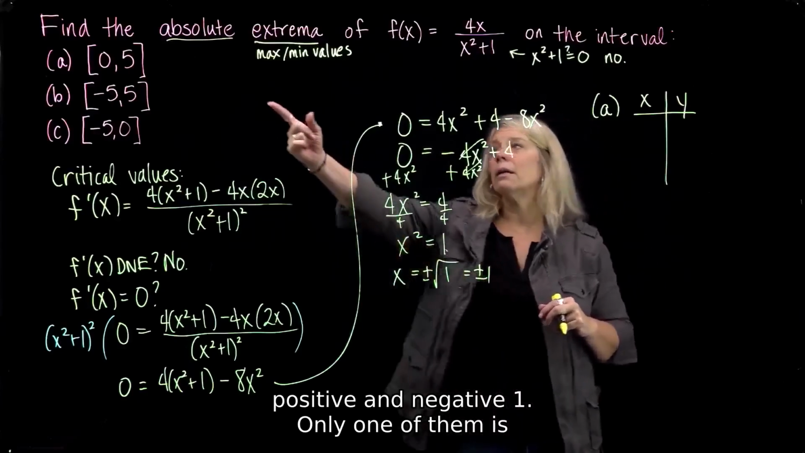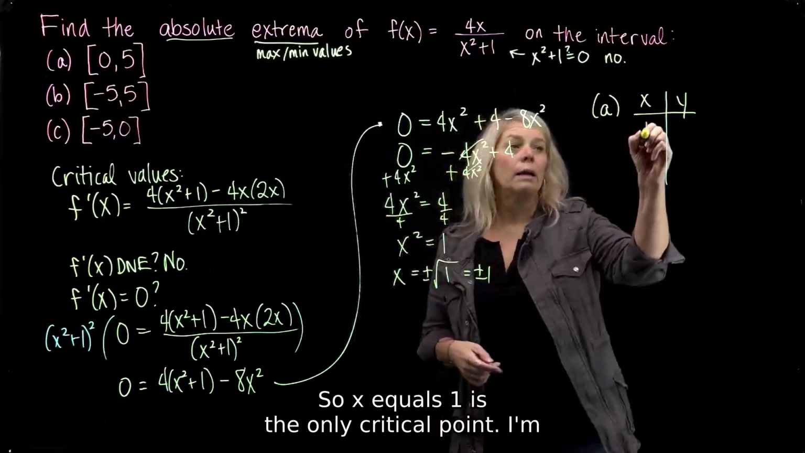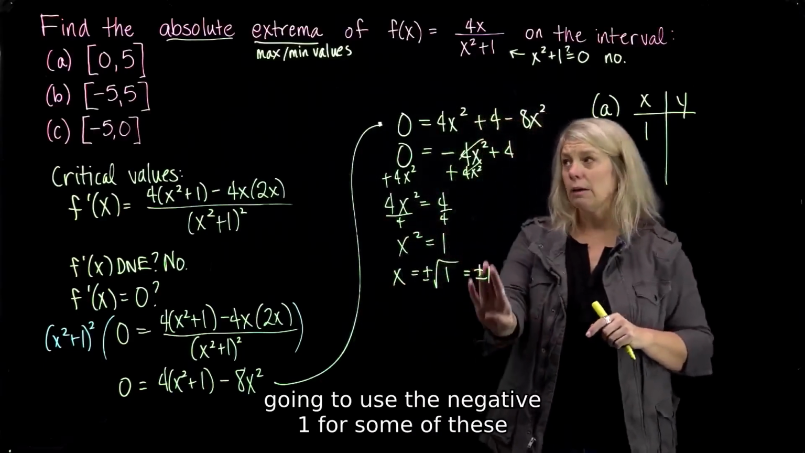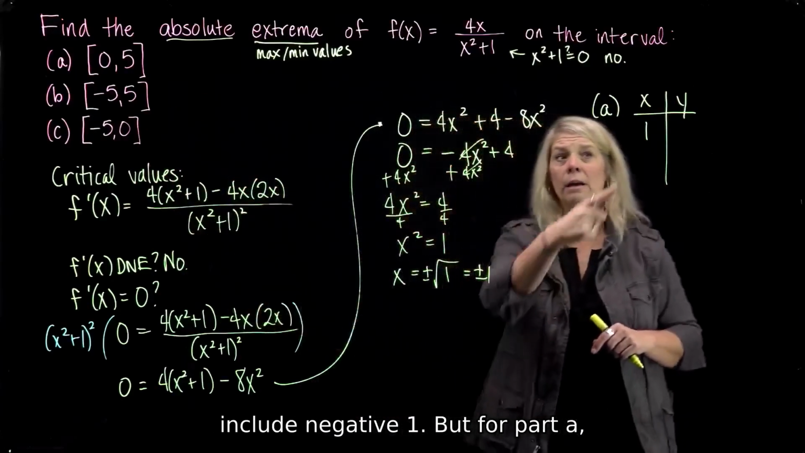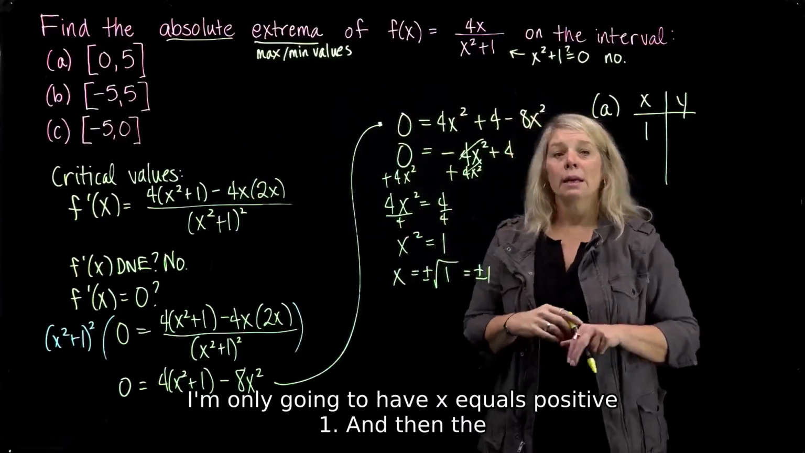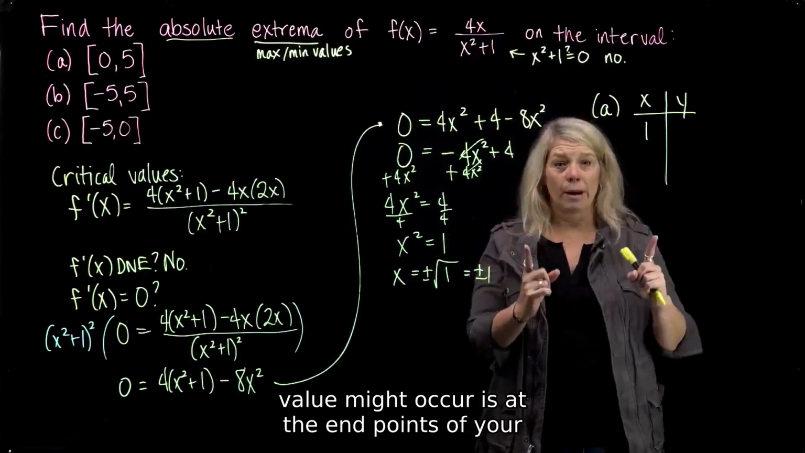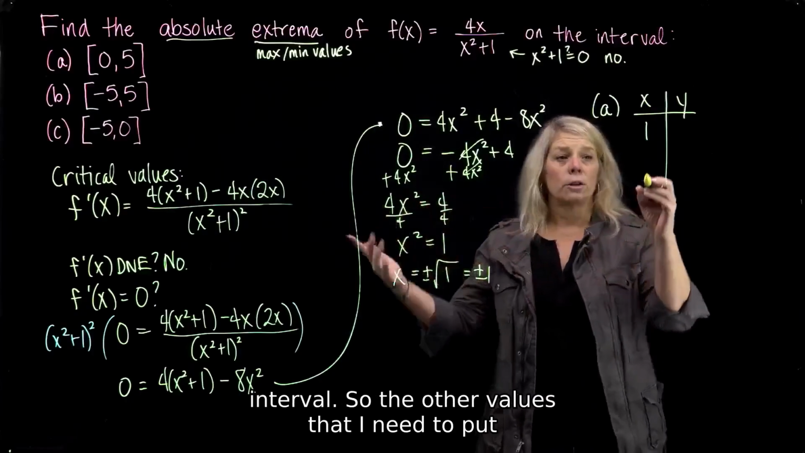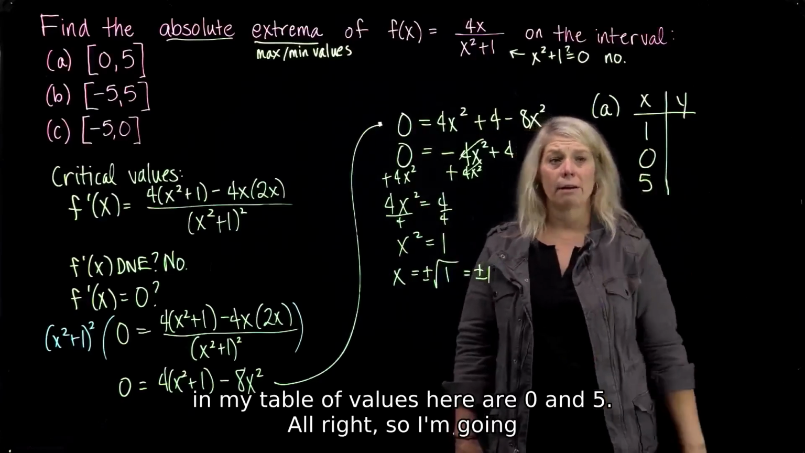Only one of them is in the interval that we're asked about for part A. So x equals 1 is the only critical point. I'm going to use the negative 1 for some of these other problems that have different intervals that include negative 1. But for part A, I'm only going to have x equals positive 1. And then the other place where absolute extreme value might occur is at the end points of your interval. So the other values that I need to put in my table of values here are 0 and 5.